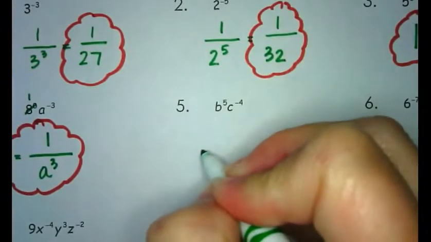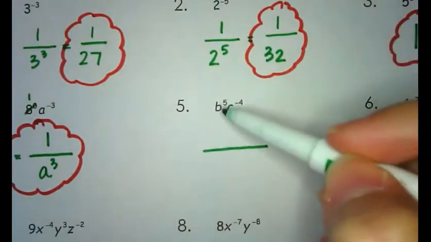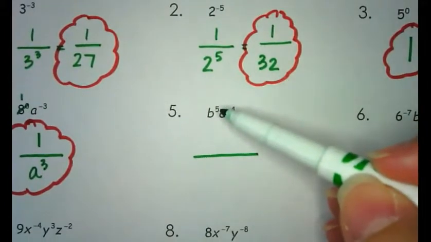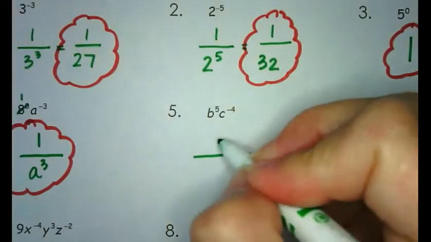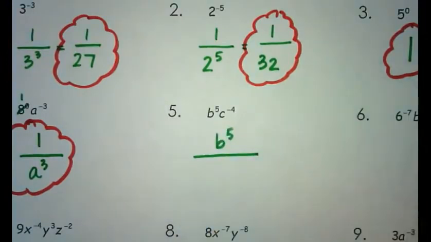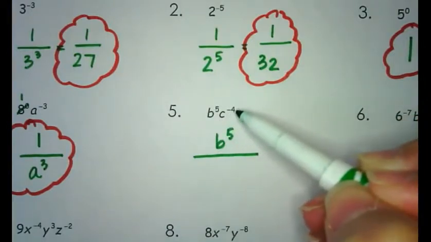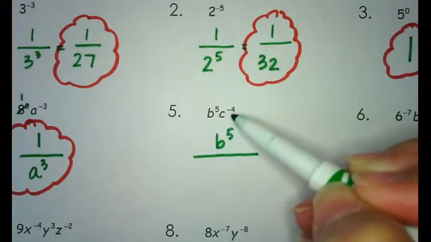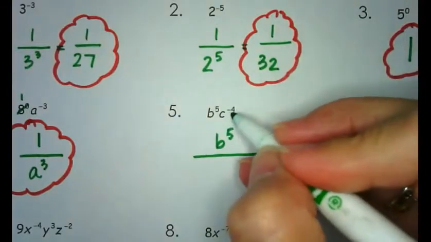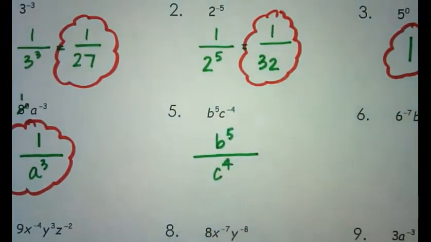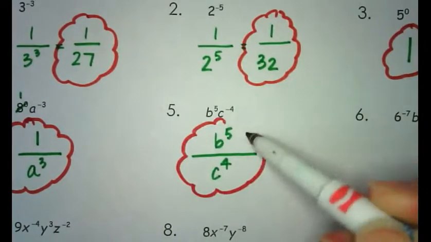All right. Next up, number 5. I'm going to start off with my fraction bar, and I'm going to go through piece by piece. So b to the 5th has a positive exponent, so in terms of being happy, it's happy where it is. So we're done with that one. Now we move to c. c has a negative exponent, so c to the negative 4th is unhappy. That means we need to move it. If we do the reciprocal, it's going to end up in the denominator, and once we move it, it becomes positive. So that one's finished.